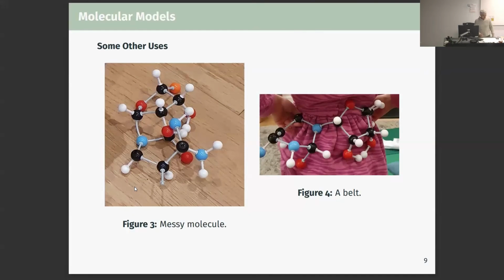Some other uses for these molecules: my kids got hold of them, and you can make them into a cluster of nonsensical molecules or even belts, as my daughter did. So just some fun stuff when you leave these things around.